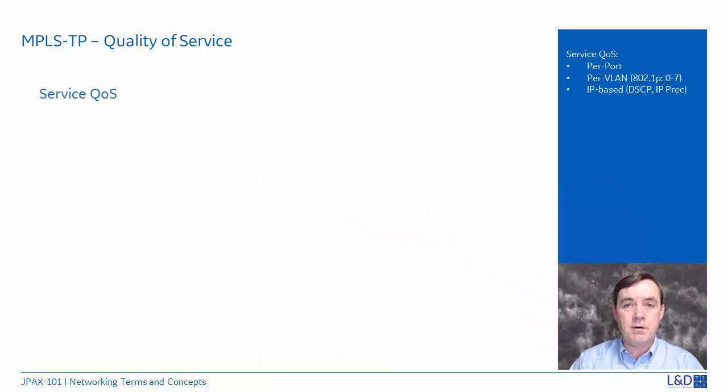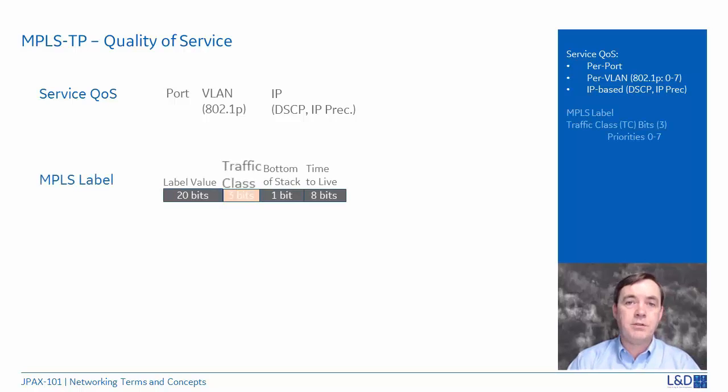MPLS services are able to classify ingress application traffic based on the main criteria of port, VLAN, VLAN priority marked using 802.1p, and content such as DSCP or IP precedence as found in IP headers. MPLS labels encode multiple priorities as well. MPLS labels have 3 bits in each label called the traffic class bits. These bits indicate levels of priority between 0 and 7, with 0 being the lowest and 7 being the highest priority.